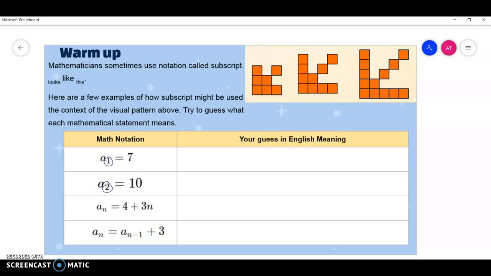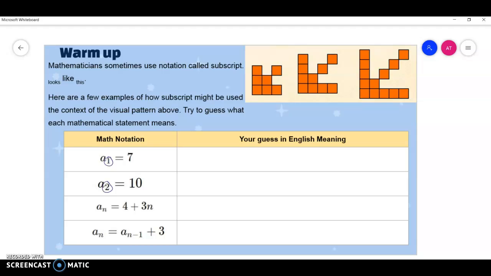I want you to try and guess what each mathematical statement means in words. So such as, sequence 17 means that there's 30 blocks. Something along those lines. So I want you to actually try this at first. Pause the video and see what you're thinking. Obviously our words will be a little bit different, but I want you to give it a shot. So now that you've written something there, we're going to look at these.